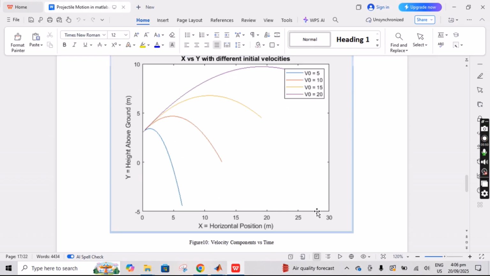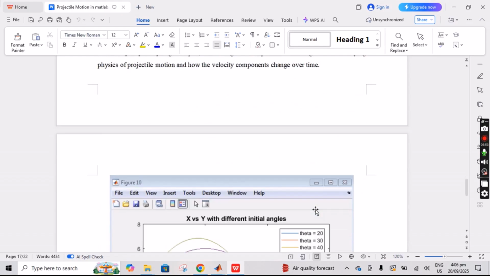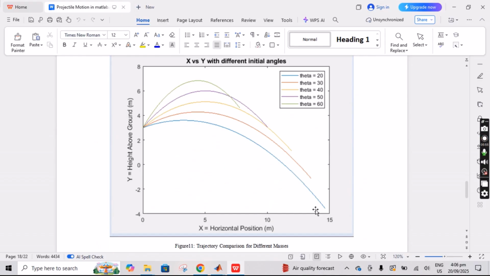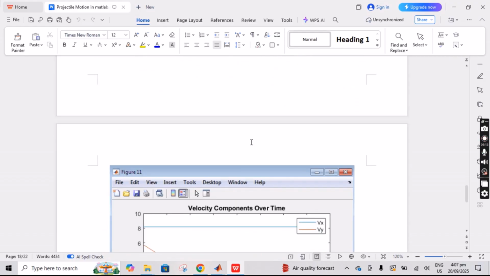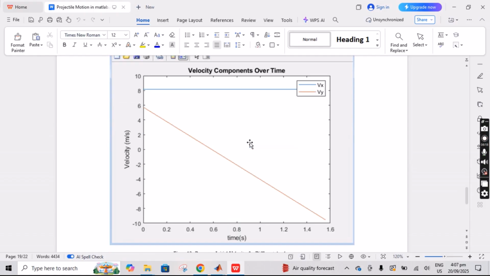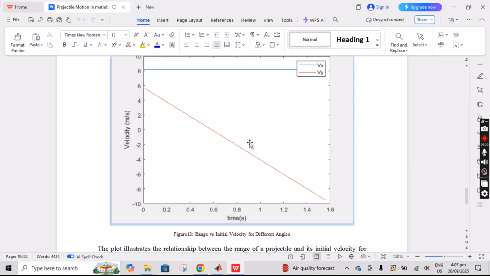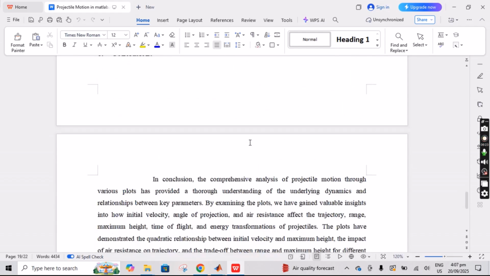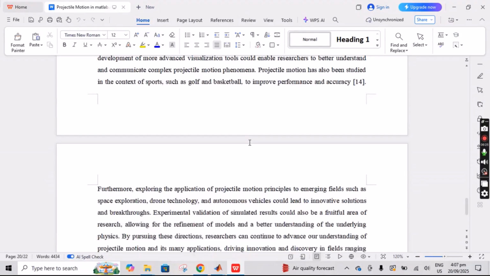This one is the velocity components versus time, and it provides a trajectory comparison for different masses. When the mass is high, the object moves with a lower height. When the mass is low, the object moves with a higher height. So height and mass are inversely proportional to each other. Then range versus initial velocity, and I have added the conclusion and future work with the references.